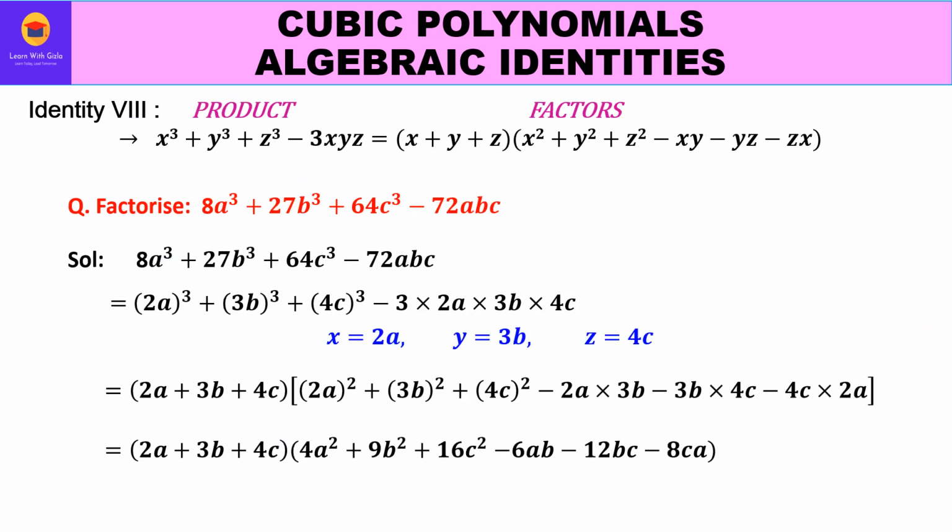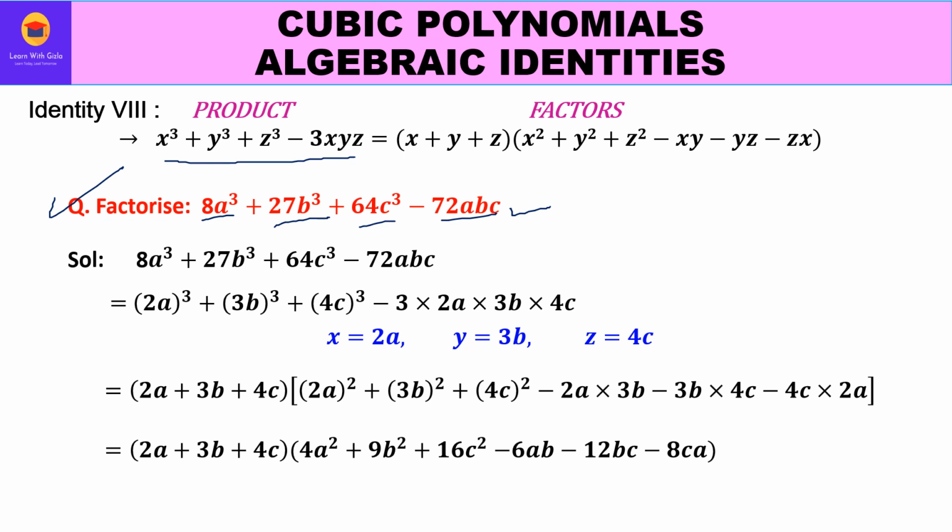Now let us take the second type of question where we have to factorize 8a cube plus 27b cube plus 64c cube minus 72abc. Now if you observe, this is the product which we have to factorize. That means we have to find its factors. This resembles the identity 8, right? It clearly resembles identity 8.